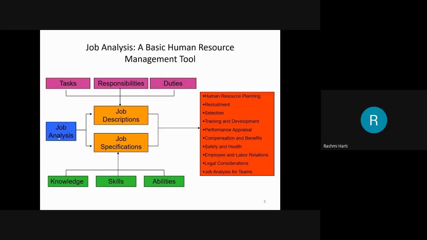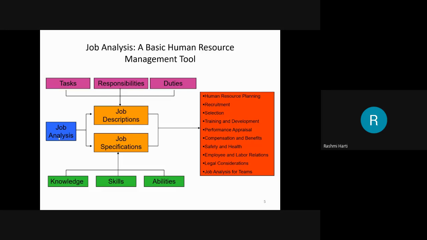Before moving on to the next slide, I'll just make you all understand how job analysis is a base for recruitment and selection. When I speak about recruitment and selection, my dear students, job analysis provides the information about what the job entails, what is in the job, what exactly it carries, and what human characteristics are required in order to perform these activities.